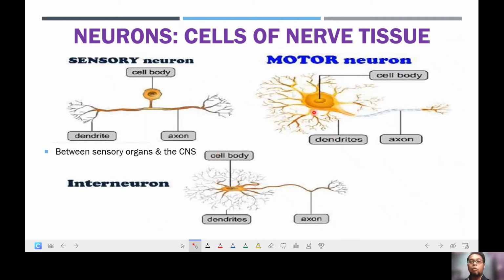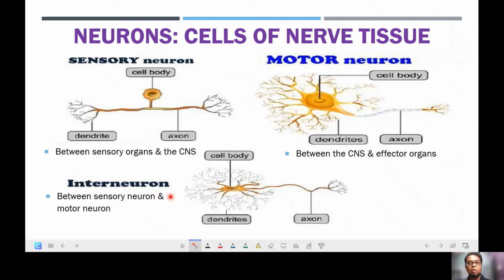The second type will be the motor neuron. This type of neuron can be found between the central nervous system and the effector organs. Examples of the effector organs will be the muscle tissues or even certain types of glands. And between the sensory neurons and the motor neurons will be the interneuron, which is normally found within the central nervous system.